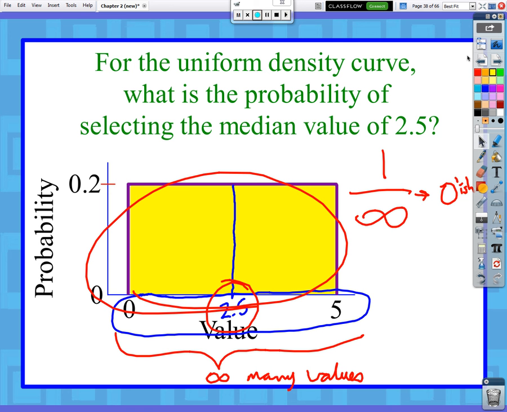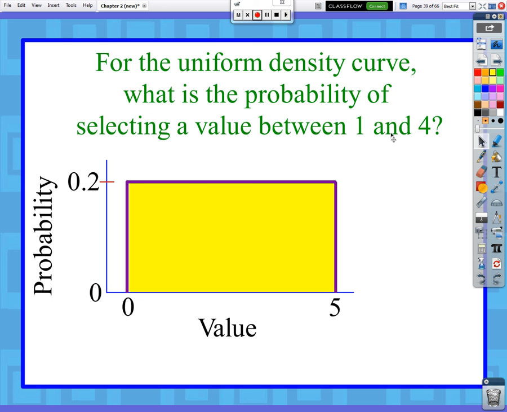So now you're going to see, if we can't really do probability of single values, then what can we do probability of? And here's where we're going to start containing values. So let's say 2 is here, 3 is here, 4 is here, 1 is here. Let's just look at the whole number values. Now I want to know the probability of selecting a value between 1, so let me take 1 and go all the way up to the top of my density curve, and 4. So I want to know what's the probability that you're in this particular region, which is just a smaller rectangle.